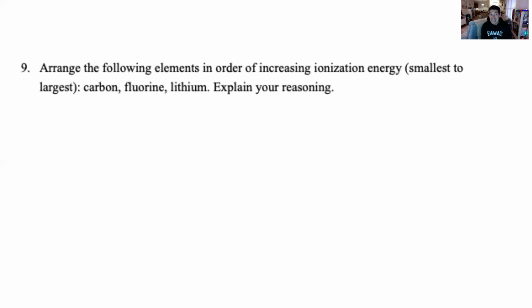Explain my reasoning. Lithium has the least number of protons for period 2, energy level 2. All three of these elements are in period 2. All three of these elements have 2 energy levels. So lithium has the least number of protons, so it has the least attraction, so it's going to require the least amount of energy to remove an electron. All right, carbon has more protons than lithium, so it's holding its electrons tighter, so it's going to require more energy. And fluorine has the most protons in this period, in this energy level, so it's holding its electrons the tightest, and it's going to require the most energy to pry an electron away.